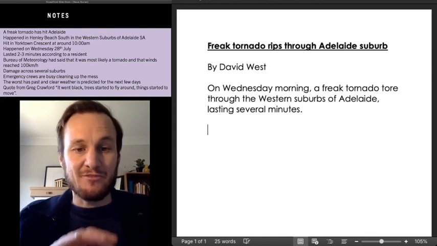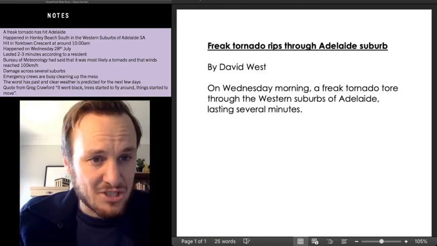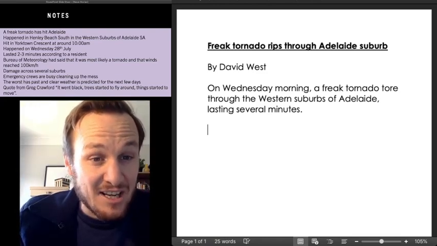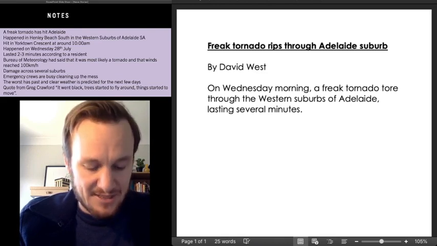Okay, my second paragraph, more detail in all those things. I'm going to look through some of my notes and say it happened in Henley Beach. I'm going to look at having it at 10 o'clock in the morning, that it lasted for between 2 and 3 minutes, that it reached 100 k's an hour, and damaged several suburbs.